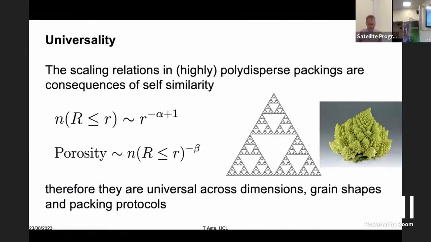I think I'm very good with time. I promised about universality. First of all, the fact that the number of shapes with radii smaller than r should go as a power law is unavoidable. That is given by the fact that you have a self-similar process. I will not even use the word fractal. Once it is self-similar, it's unavoidable. You get a power law.